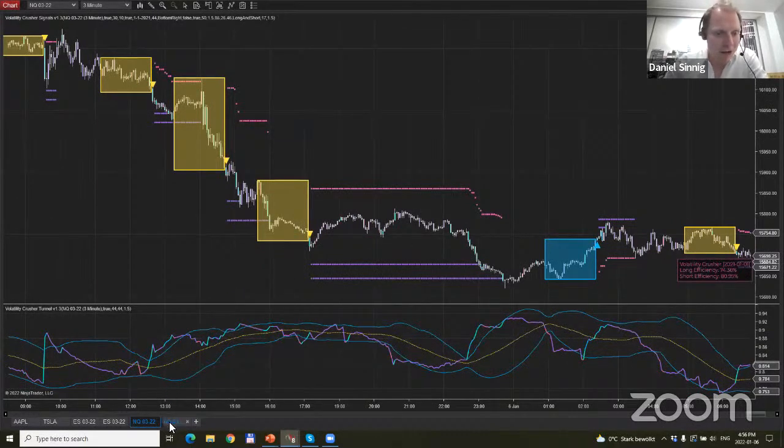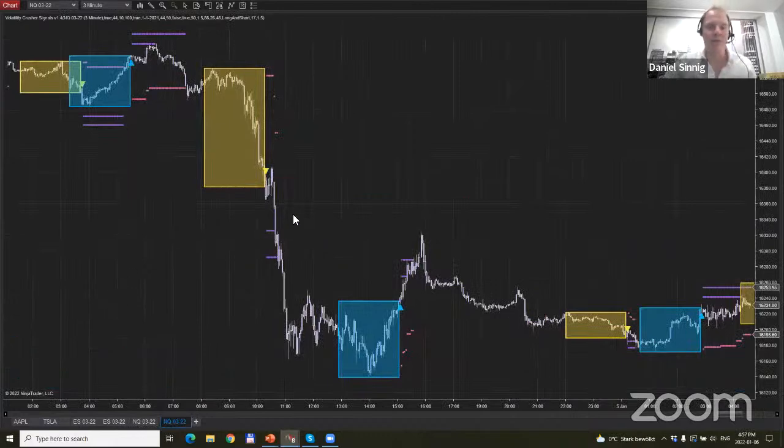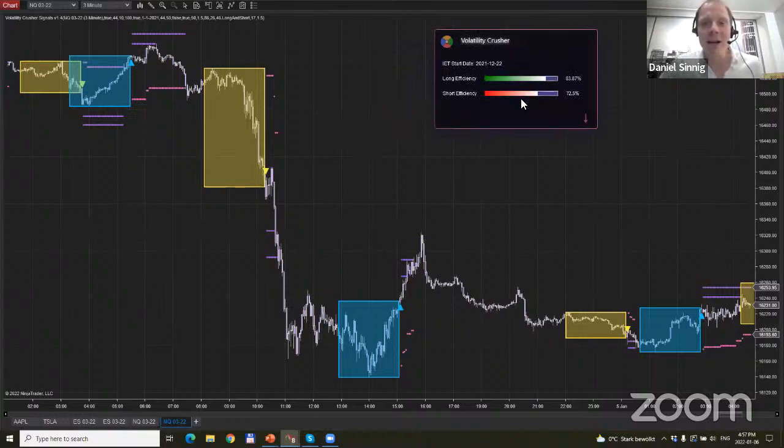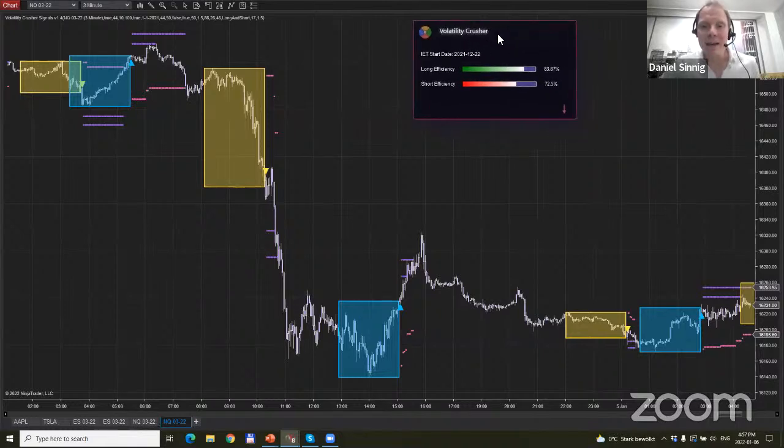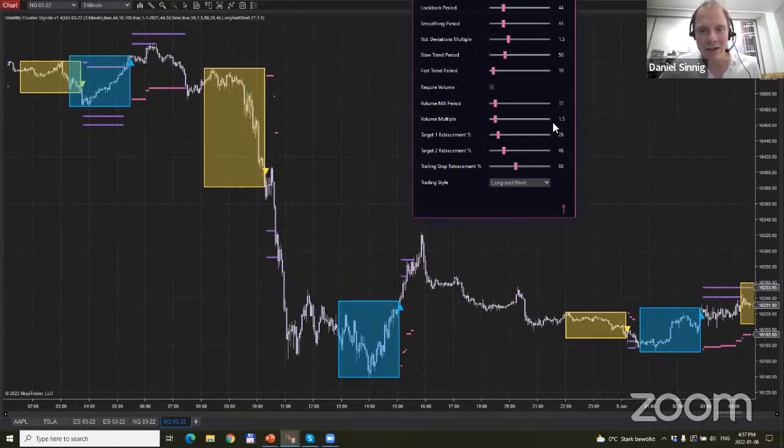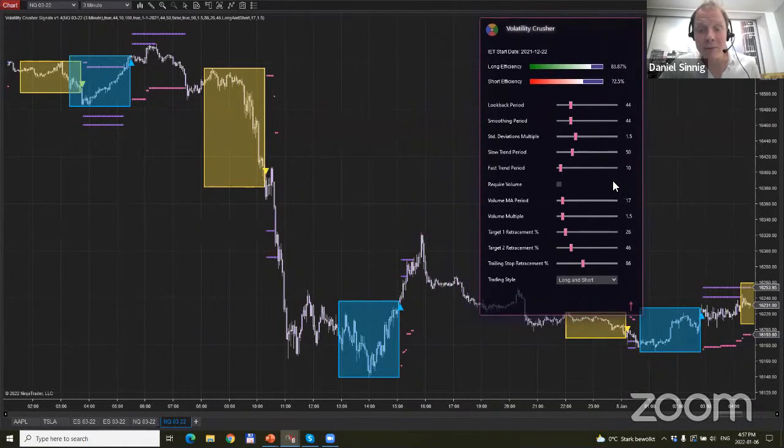So let me open up this chart here. This is the latest version, just released today, of Volatility Crusher. So you don't see the statistics right now, but you see this little widget on the top right of the chart. This can be dragged around just for fun. It's nice. You can position it wherever you want, but you can also click on it. Once you click on it, you will see the statistics, which you already know about, the long efficiency and short efficiency. But then we also have this arrow here. And once you click on it, it will show you all the parameters that the indicator comes with. The look back period, smoothing period, and all the parameters that you've seen in the settings of the indicator.